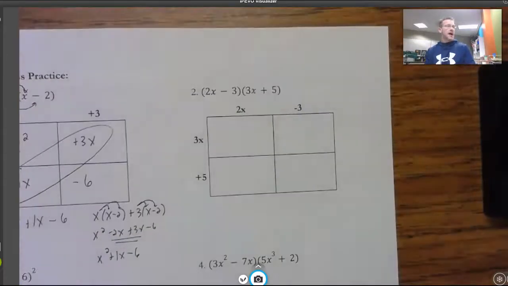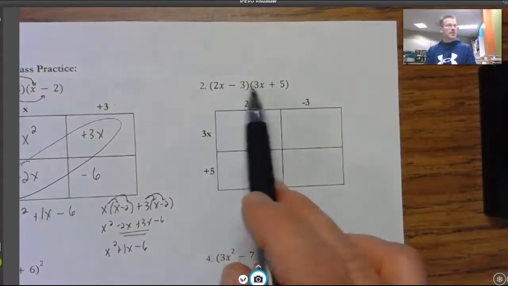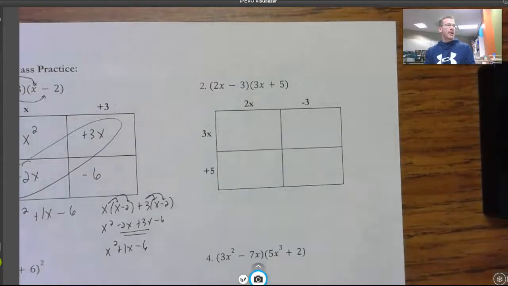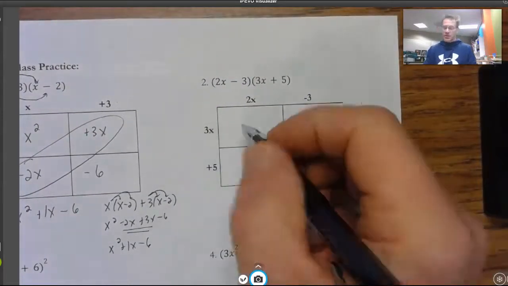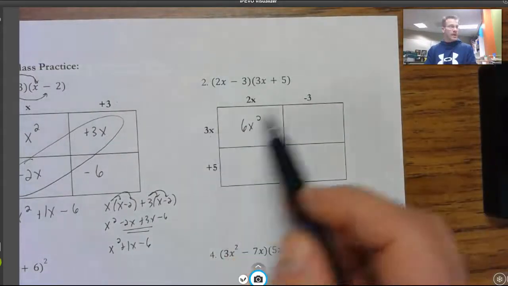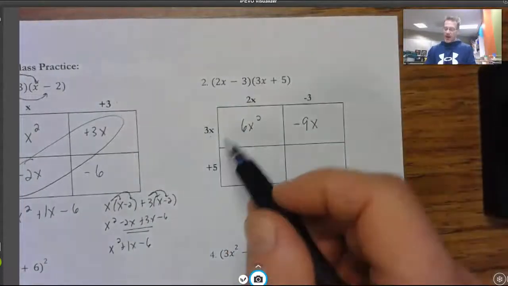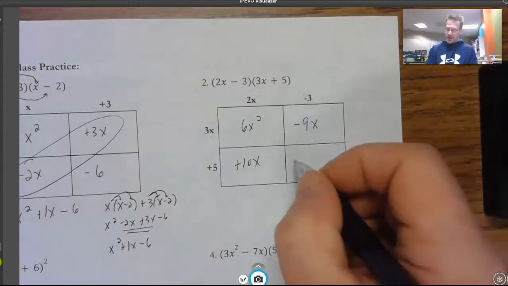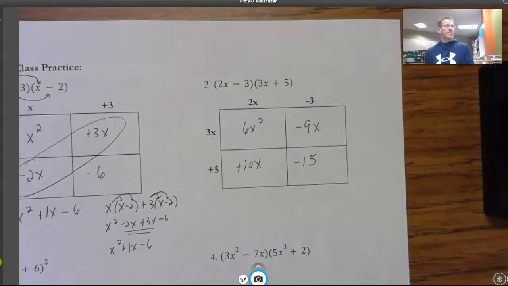Okay, now moving on to number 2. I have 2x minus 3 times 3x plus 5. So you can see I have my area model already set up here. When I do this, 3 times 2 is 6, x times x is x squared. 3x times negative 3 is negative 9x. 5 times 2x is a positive 10x. 5 times negative 3 is negative 15. All right, so that's the multiplication.